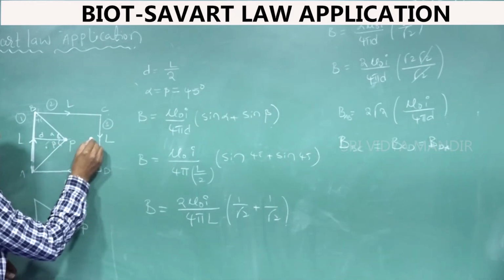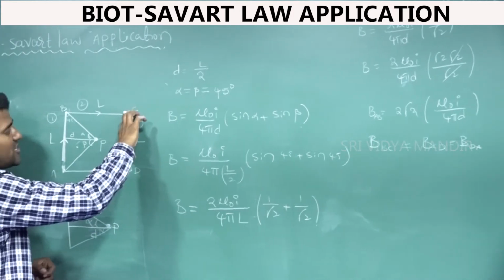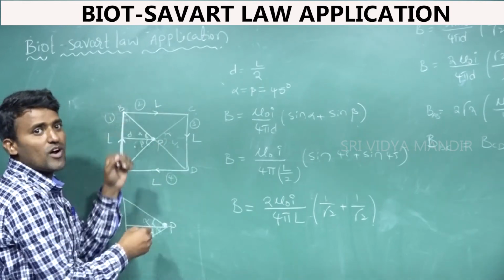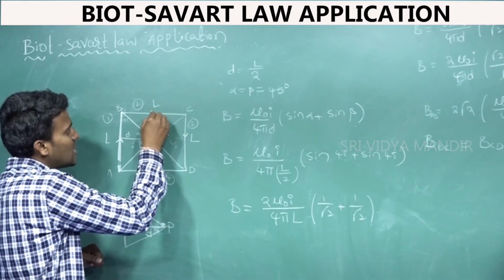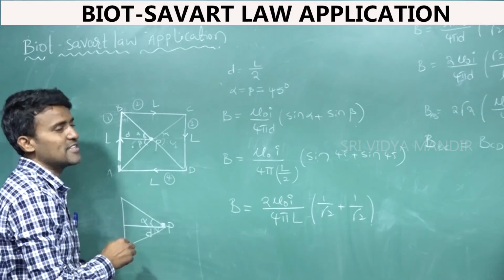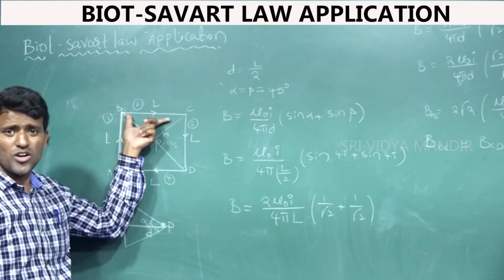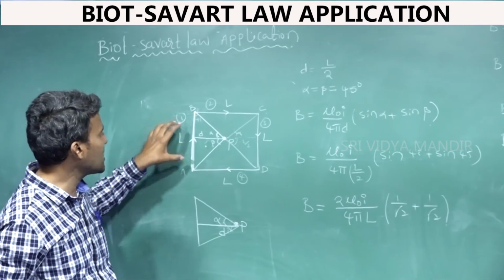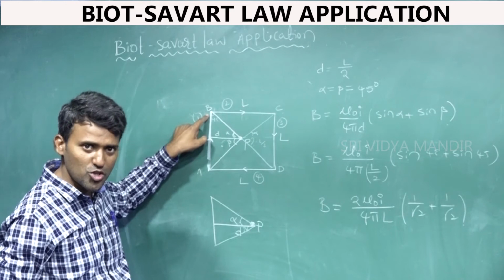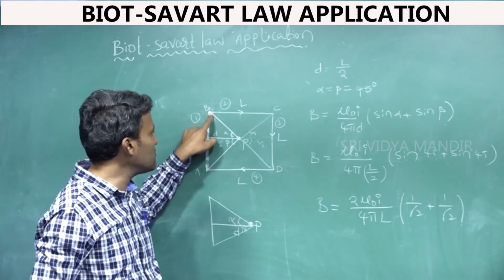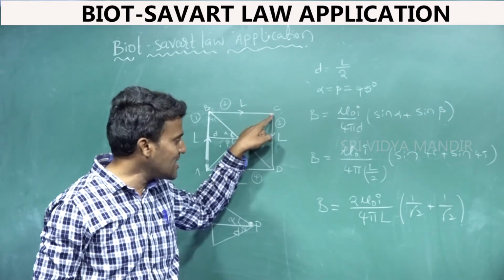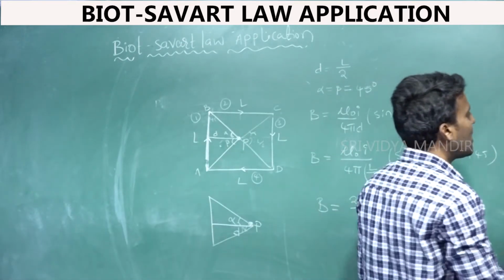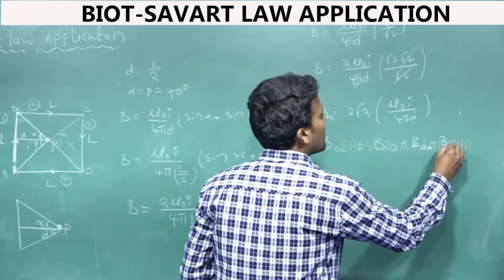See here, from here to here if I am taking, the distance is L by 2. CD if I am taking, angle alpha, this is angle beta, 45 degrees, 45 degrees. Due to the BC also, if I am taking, 45 degrees, 45 degrees. So the length is not changed. At that moment, the angle also is not changed. That's why the magnetic field due to the AB is equal to the magnetic field due to the BC, equal to that due to the CD, equal to that due to the DA. So all are the same.